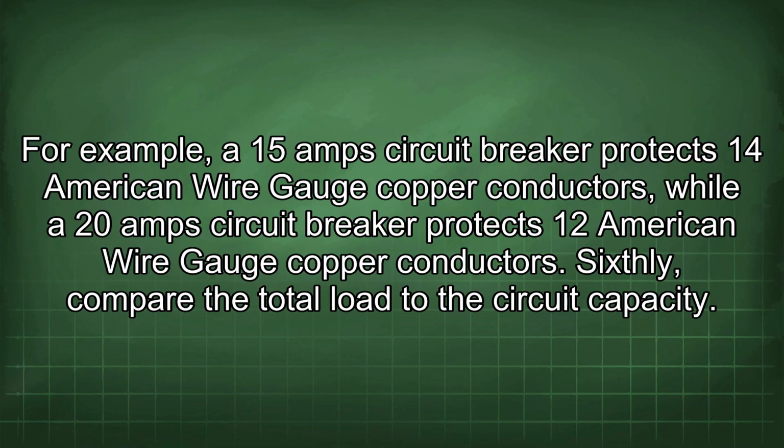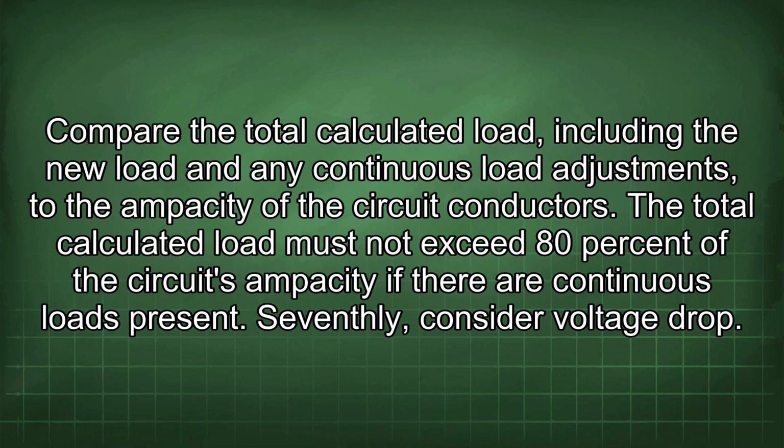Sixthly, compare the total load to the circuit capacity. Compare the total calculated load, including the new load and any continuous load adjustments, to the ampacity of the circuit conductors. The total calculated load must not exceed 80% of the circuit's ampacity if there are continuous loads present.